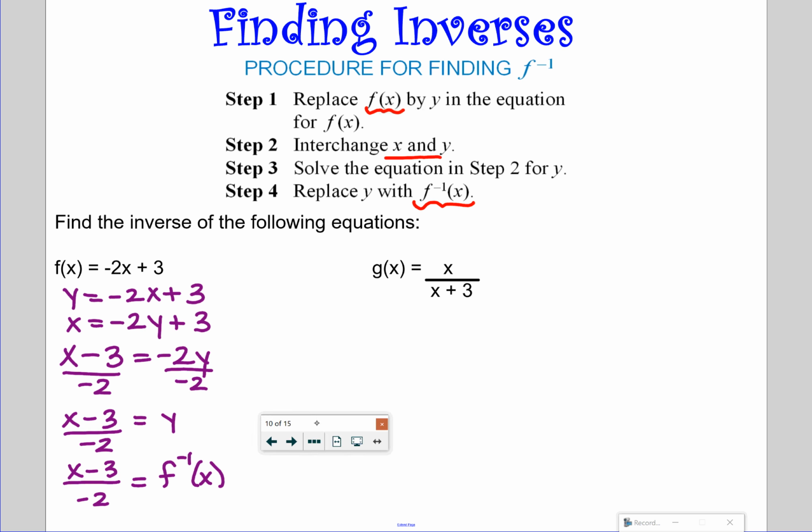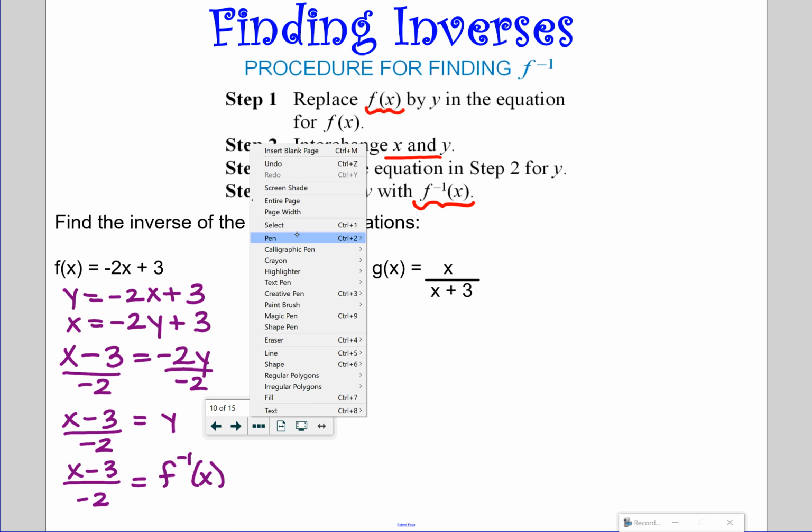If you wanted to check it, there are 2 different ways to check it. The first way is you can graph the original problem and your answer and look for that reflection that we talked about, or you can plug one of the functions into the other one to see if you just get x, that composition test. All right, let's try another one.